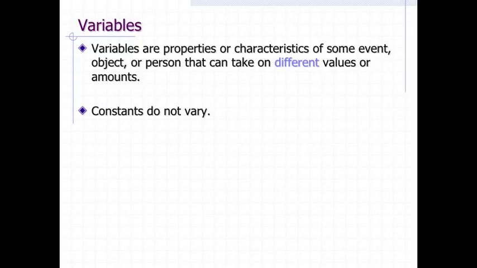Variables are properties or characteristics of some event, object, or person that can take on different values or amounts, as opposed to constants such as the mathematical constant pi, which do not vary. Let's look at a few examples.